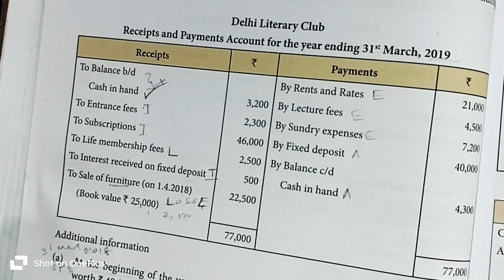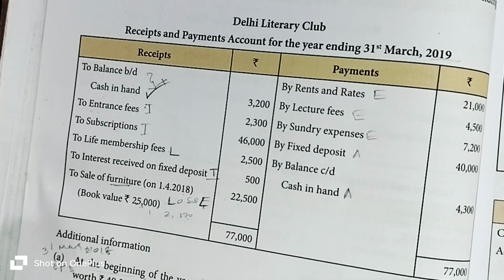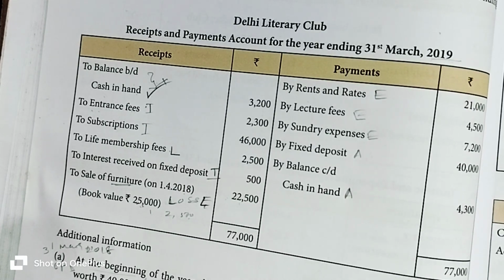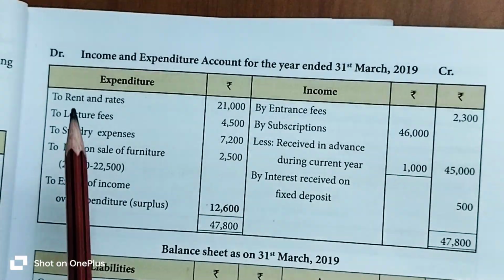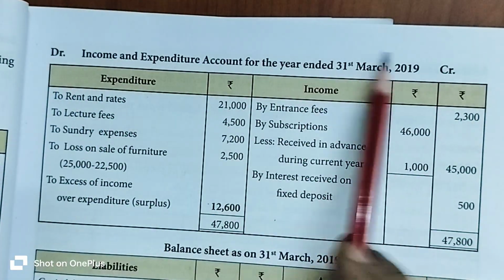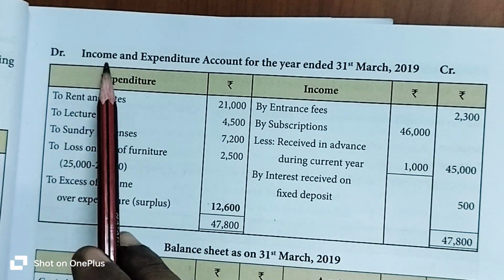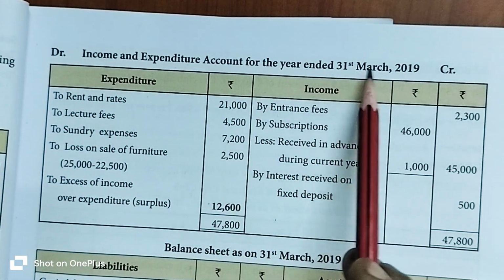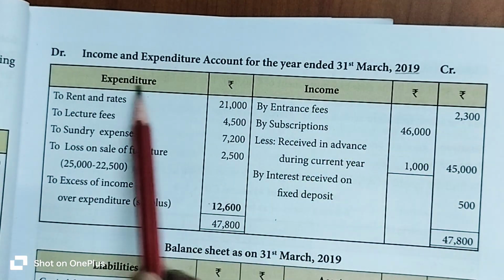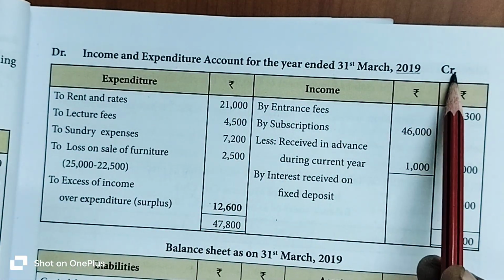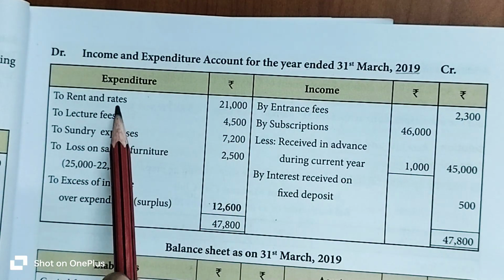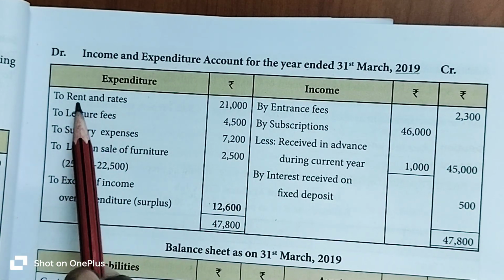Okay, now we are going to prepare the income and expenditure account for the given current accounting period. For that, first we have to write the heading and the format of the income and expenditure account. The heading is income and expenditure account for the year ended 31st March 2019. The format is left hand side debit or expenditure and right hand side credit or income. Okay, let's go to the debit side, the expenditure side.